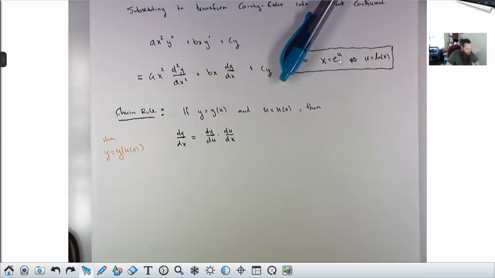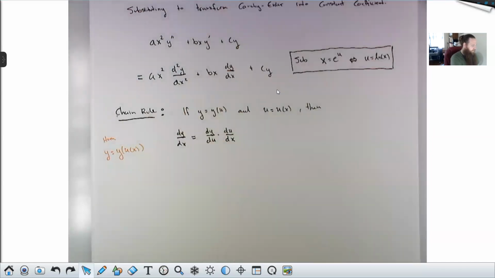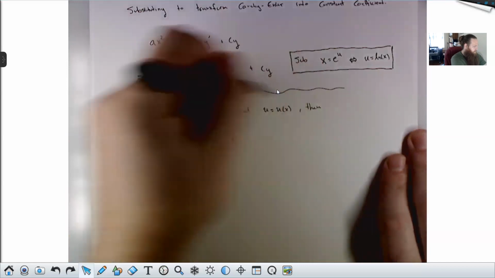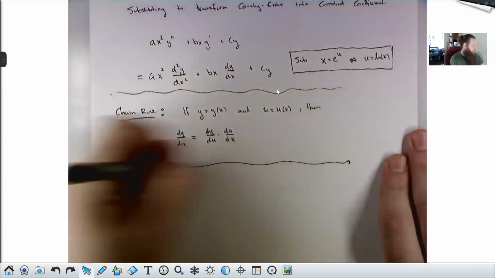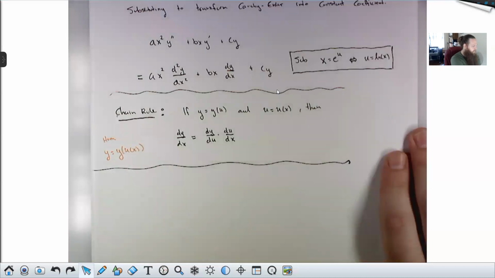Really, y is y of u of x. So I'm trying to write dy dx in terms of du dx because I want to transform this equation into one that has du dx's in it. Okay. So that's the theorem, the chain rule from Calc 1. And now I'm going to apply it with u as the natural log of x. That's the idea.